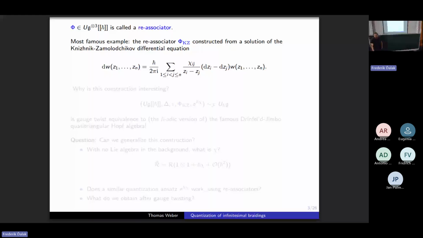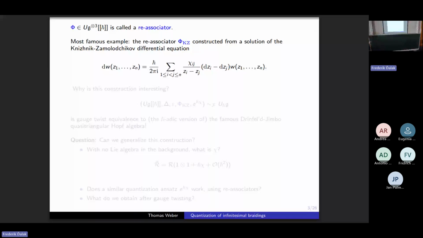Those are objects you can find. The most famous one is this phi KZ that you get if you solve the Knizhnik-Zamolodchikov differential equation, something that I don't want to do, but some people did. So you can find such elements.